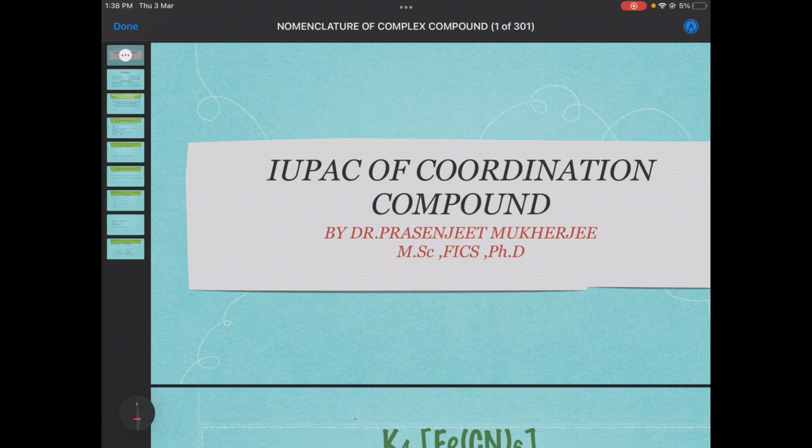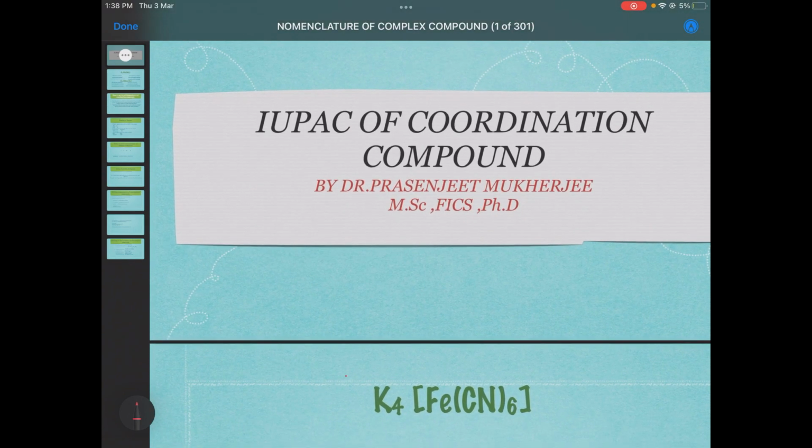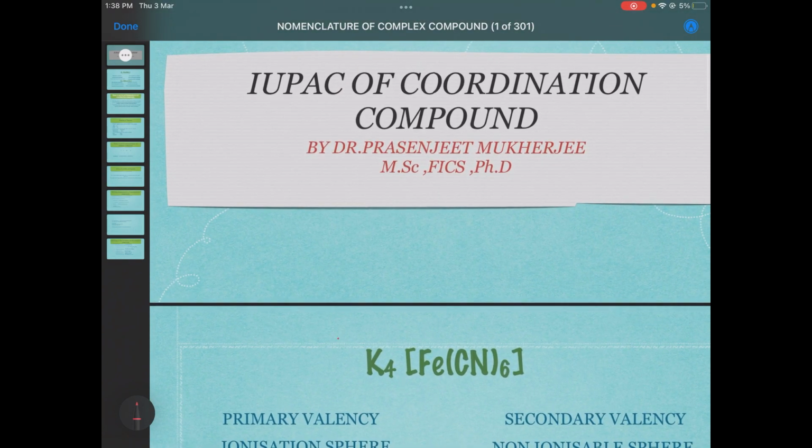This video is regarding the nomenclature of complex compounds. To name a complex compound, we should note what we mean by a complex compound. A complex compound is nothing but an interaction between the central metal atom and the ligands. This is a ligand and this is a central metal atom. By means of a coordinate bond, it is basically called a complex compound.